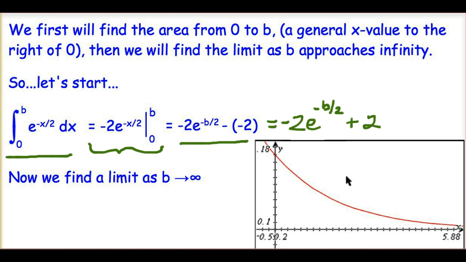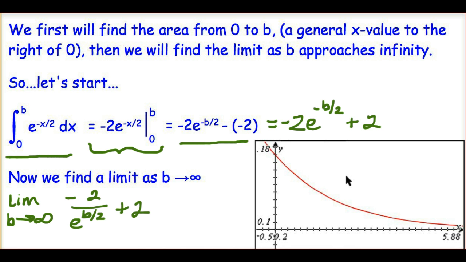Alright, so now what we'll do is, remember, we didn't want the area from 0 to some x value. We wanted the integral from 0 to infinity. So to finish this off, I'll take a limit as b approaches infinity. And I'm going to try and rewrite this. It'll be negative 2 over e to the b over 2 plus 2.